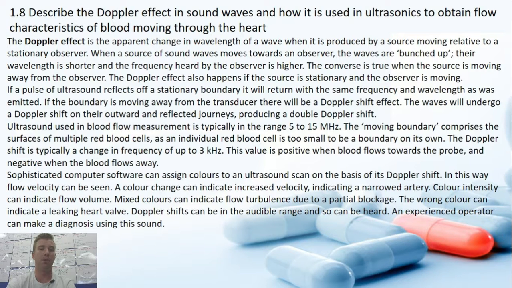A color change can indicate increased velocity, indicating a narrow artery, and that's what we don't want. Color intensity can indicate flow volume, while mixed colors can indicate turbulence due to a partial blockage, and that's what we don't want in the heart. The wrong color can also indicate a leaking heart valve, which is what we also don't want.